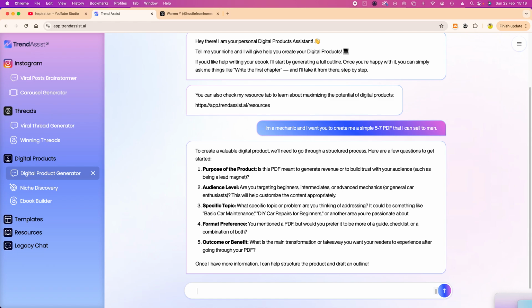You mentioned PDF. Next question. You mentioned a PDF, but would you prefer it to be more of a guide, a checklist, or a combination of both?